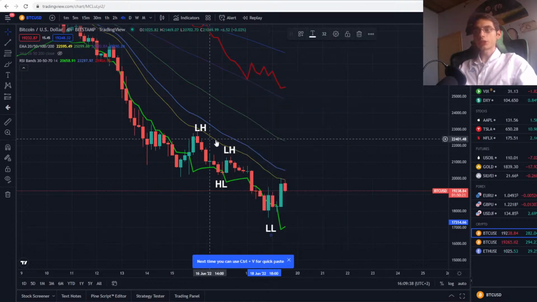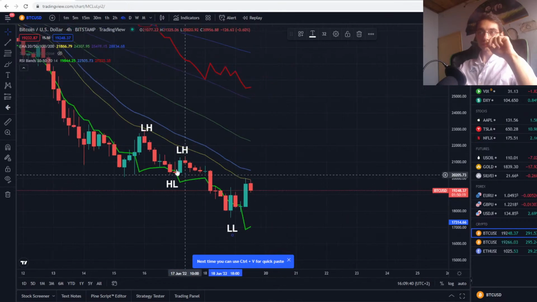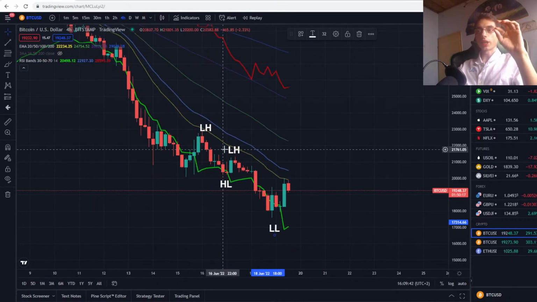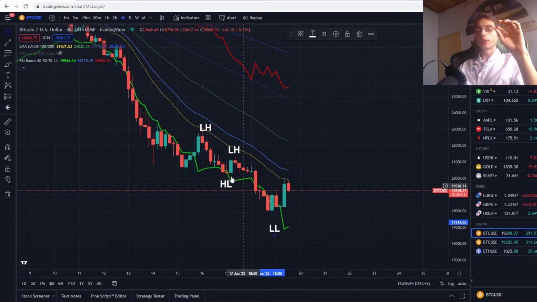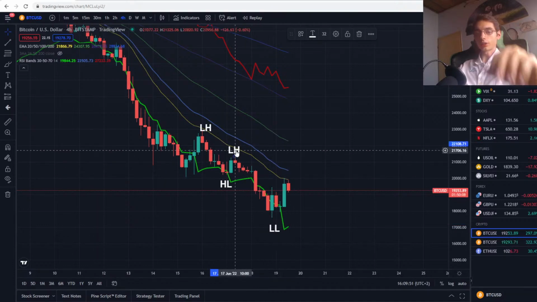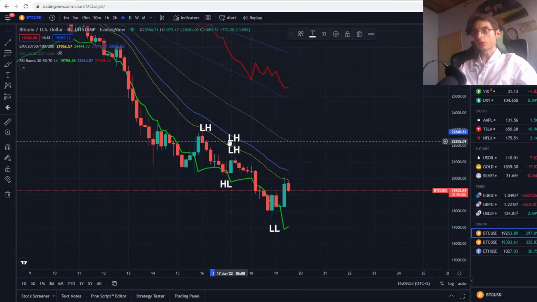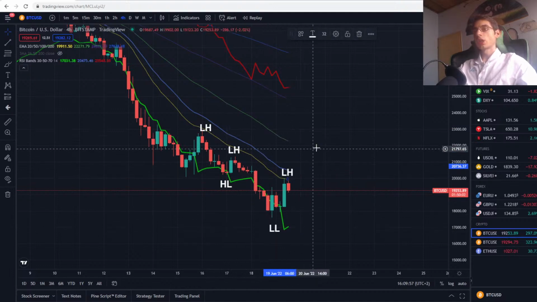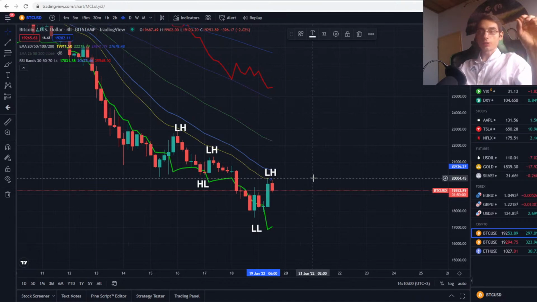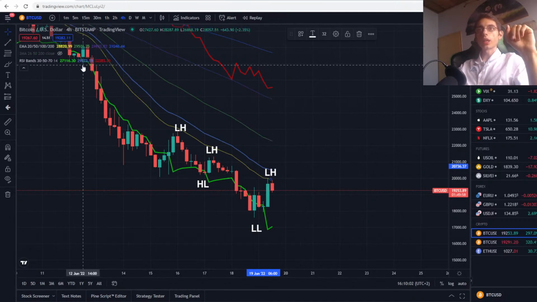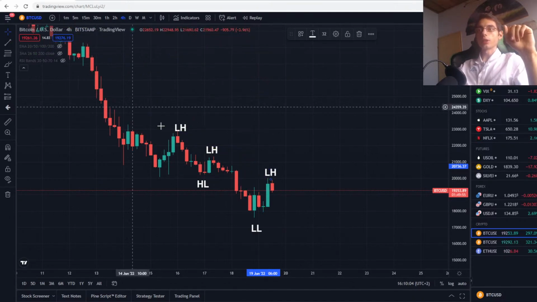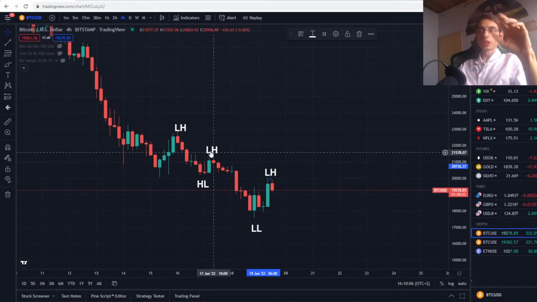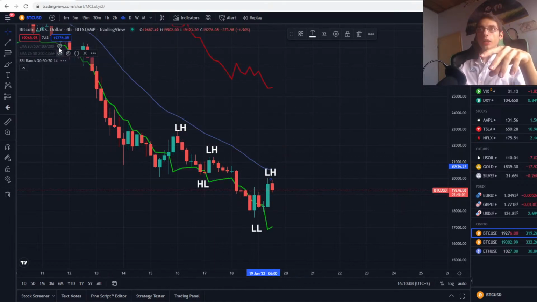So this trend right here is a downtrend. When you see lower highs and lower lows, this is another lower high. When you see lower highs, lower lows, lower highs on the chart, you are in a downtrend. Without taking into consideration any indicator, you can see it in the price action itself. This means we are in a downtrend, okay?